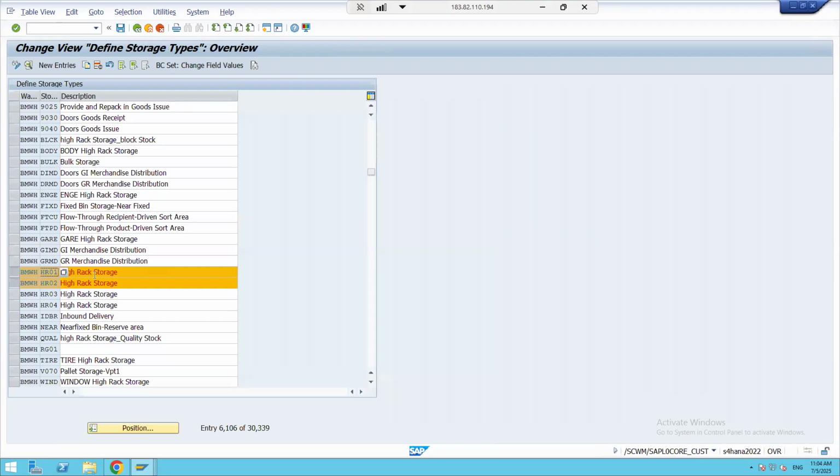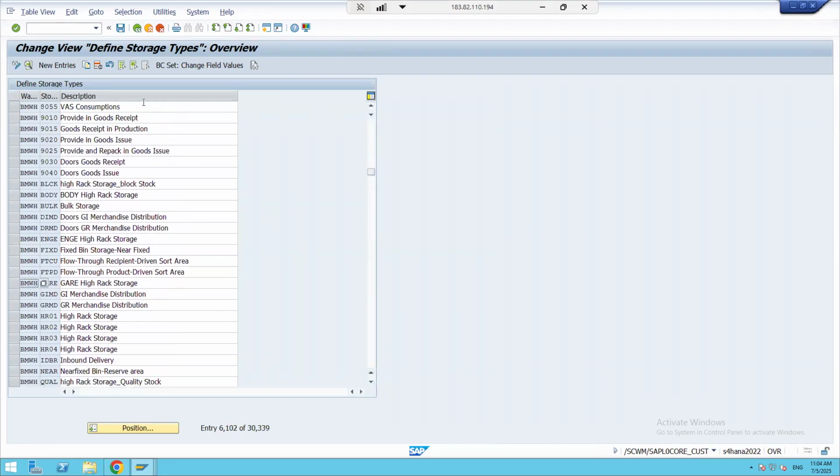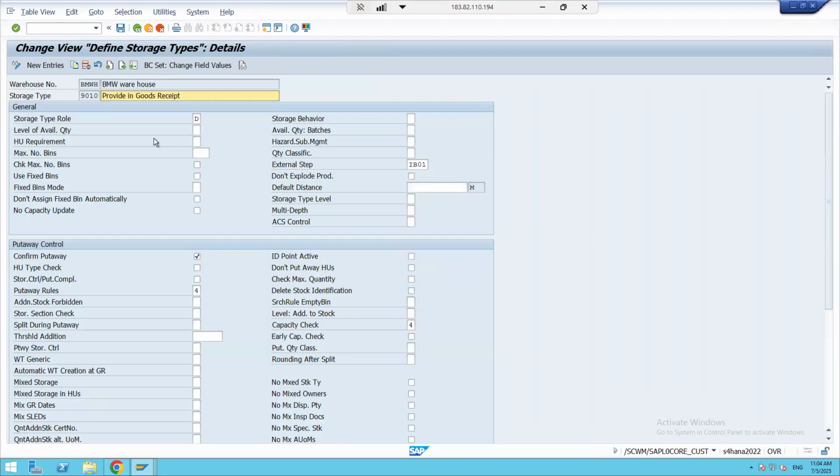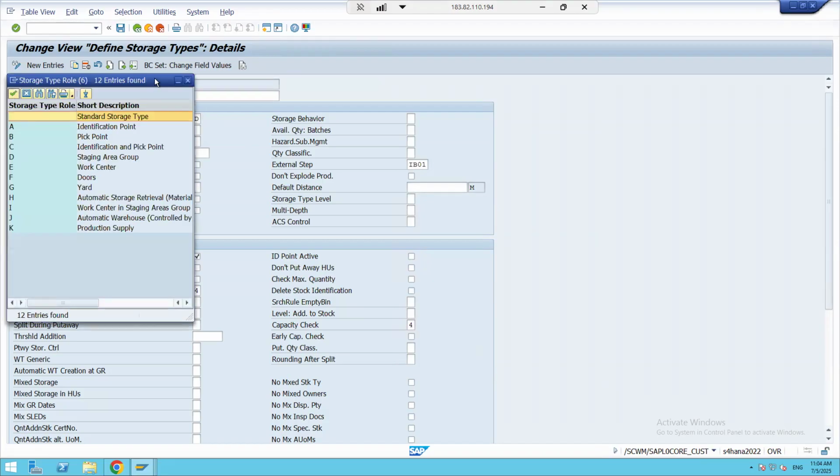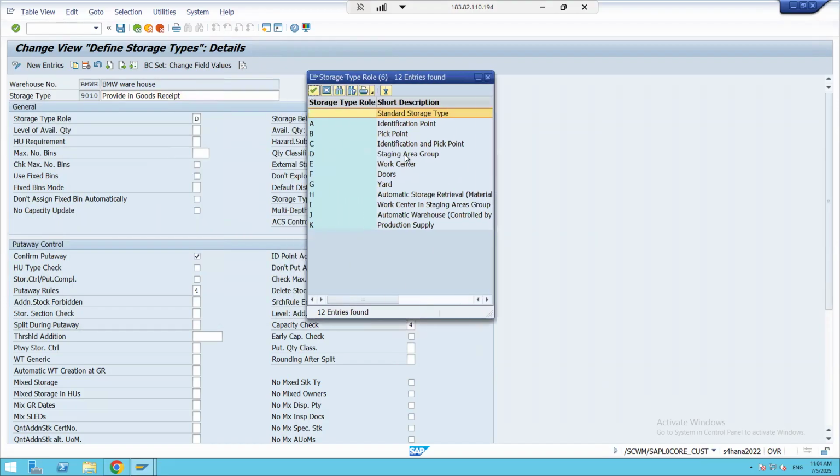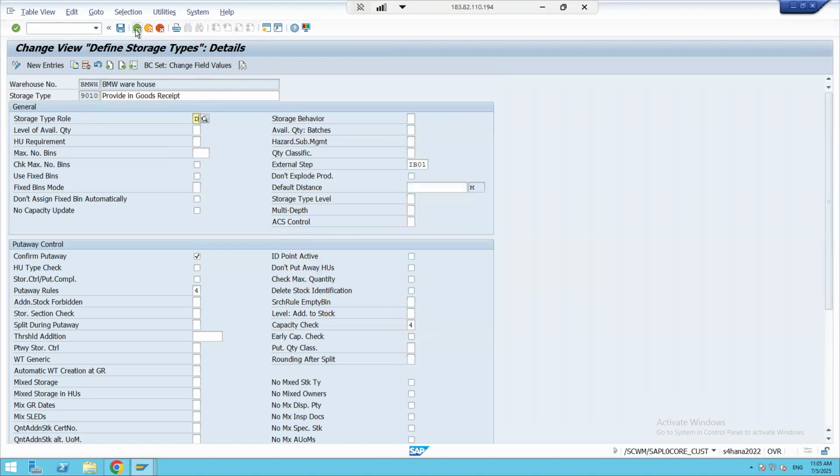Now if I go to storage type in my warehouse 9010, what will be the role here? What is the role now? 9010. What is this 9010 first of all? Staging group, goods receipt staging area group. Staging area for GR normally.